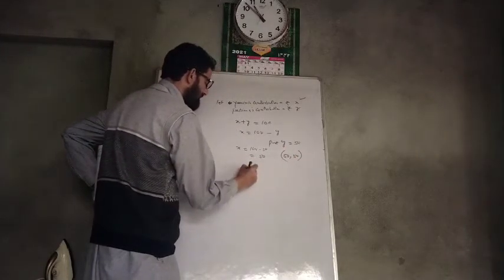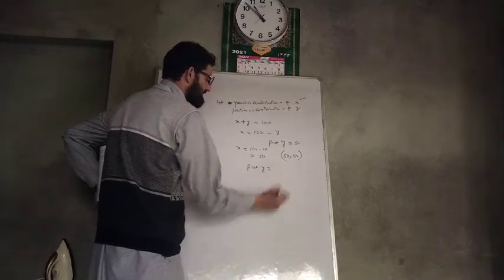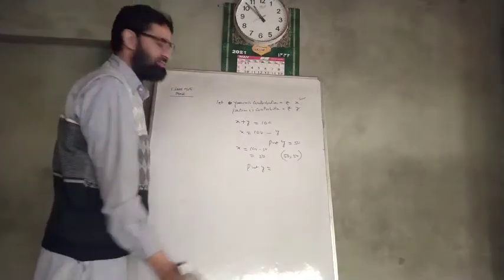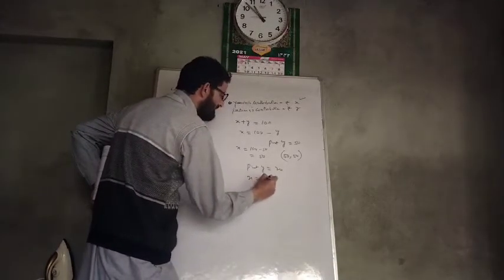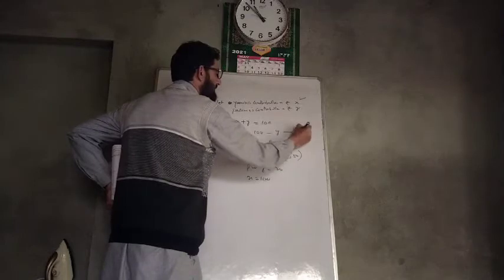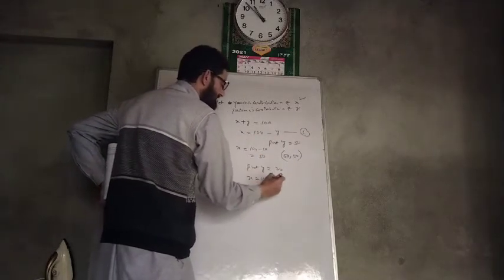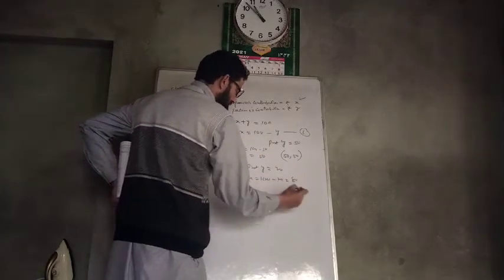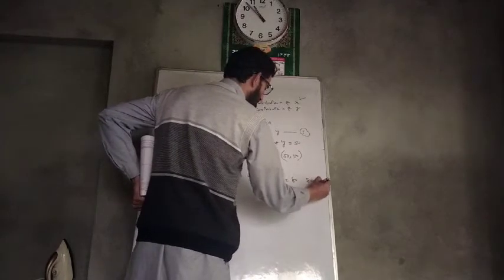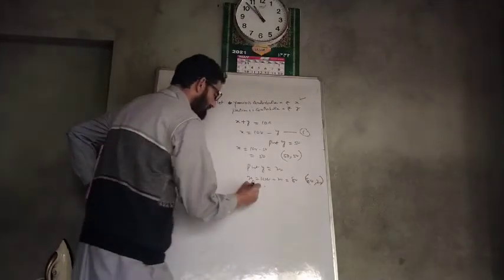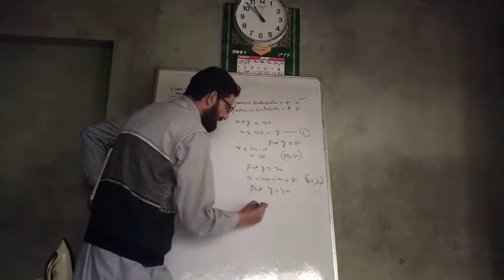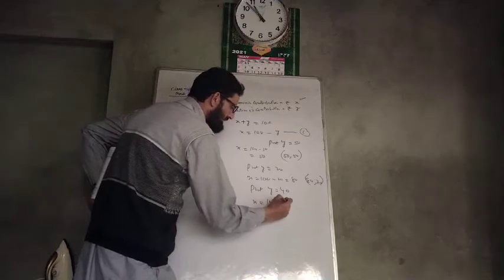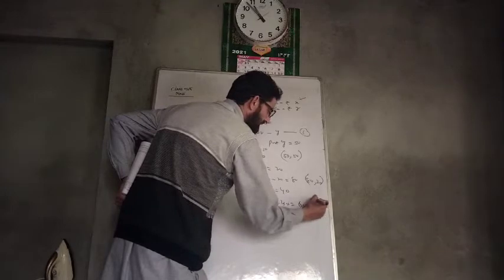And put Y is equivalent to, yes, you can give any value. Suppose 20. Obviously X is equal to, we are putting the value here in this equation, 100 minus 20, that is 80. So it is 80 and 20. Now put Y is equal to, suppose, 40. What is X? X is equal to 100 minus 40, it is 60. So it will be 60, 40.